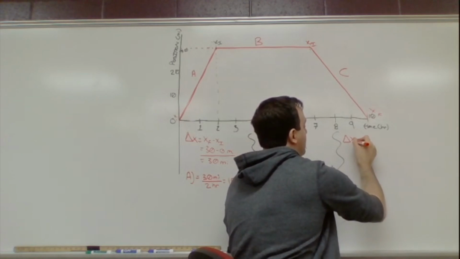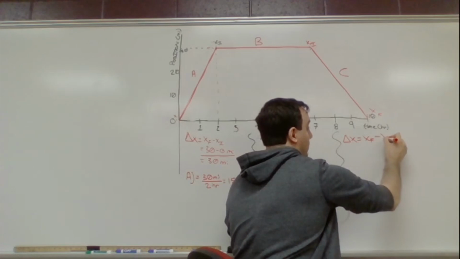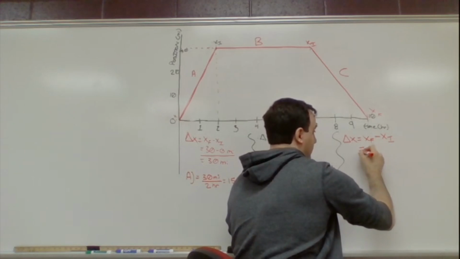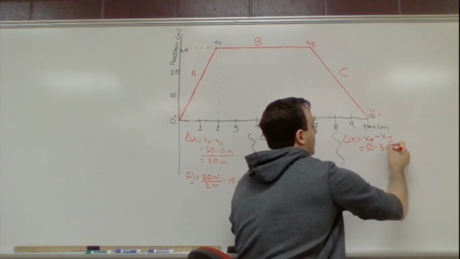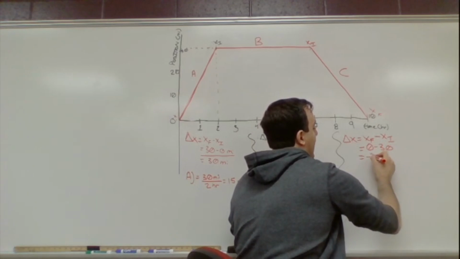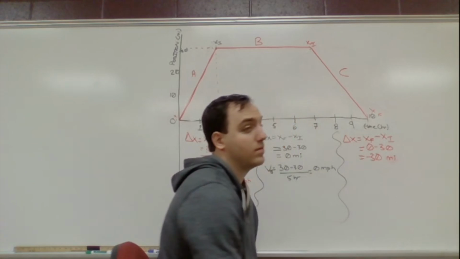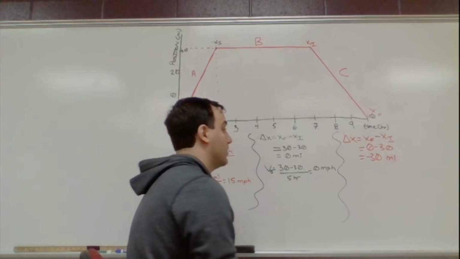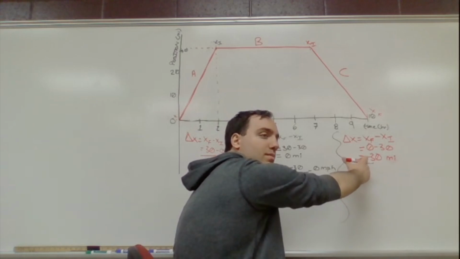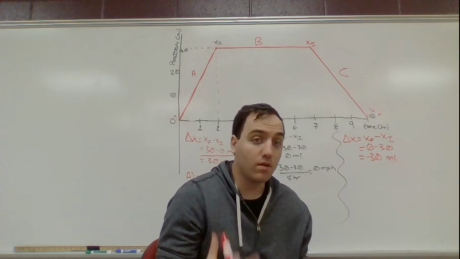And I can see right off the bat my change in position, or my displacement, is 0 minus 30, or it's negative 30 miles. Awesome. Let's talk about my velocity. Negative is my direction in this case. So now let's talk about velocity.